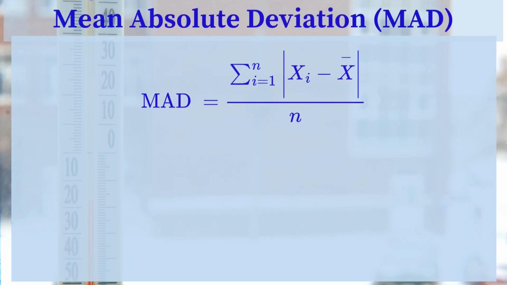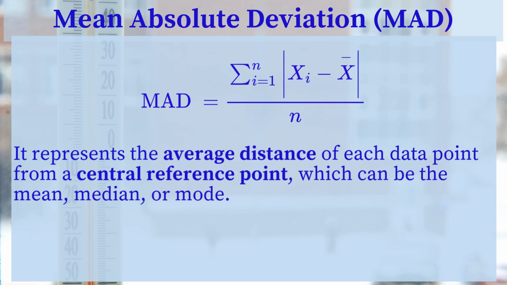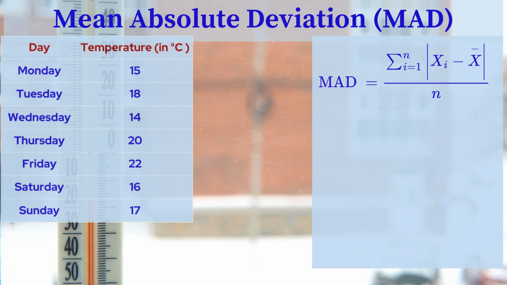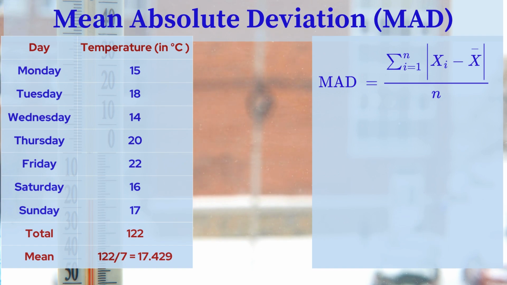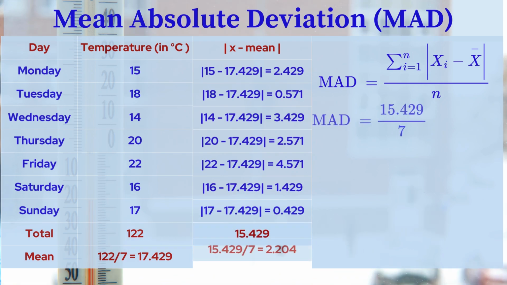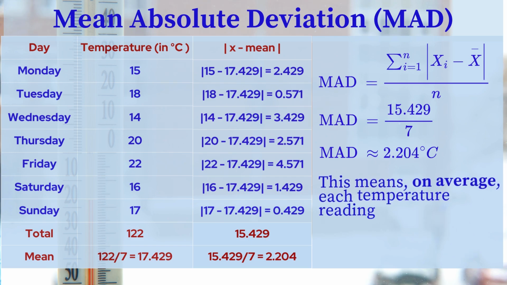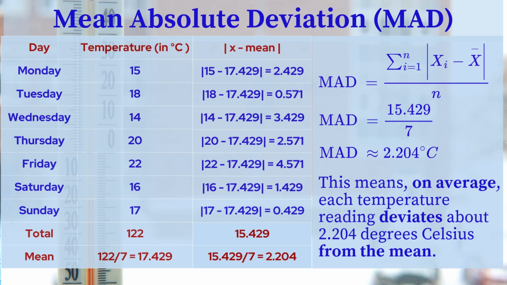Another common absolute measure of dispersion is the mean absolute deviation. It represents the average distance of each data point from a central reference point, which can be the mean, median, or mode. To calculate the mean absolute deviation for our temperature data, we first calculate the average of the data. Next, we take the absolute difference of each data point from this average, sum all these differences, and finally divide by the total number of readings. The mean absolute deviation for this dataset is 2.204. This means, on average, each temperature reading deviates about 2.204 degrees Celsius from the mean.